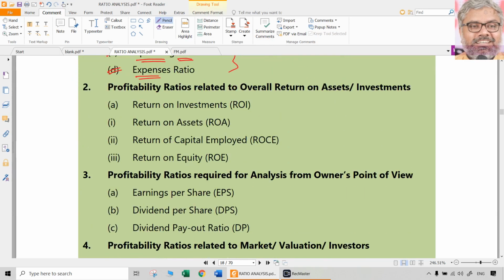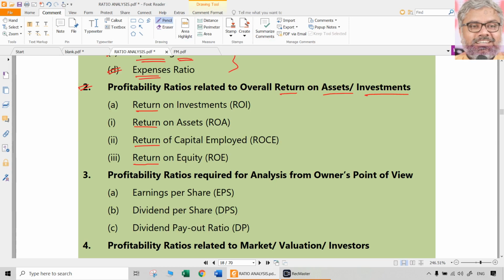Now coming to another category of profitability ratios. Here the denominator is related to overall assets or investment. So the numerator will be profit, but here the numerator will also change. Though the name is written, it need not always be the same thing in the numerator. Name is same, contents may not be same. That is why care has to be taken about which formula we are using.